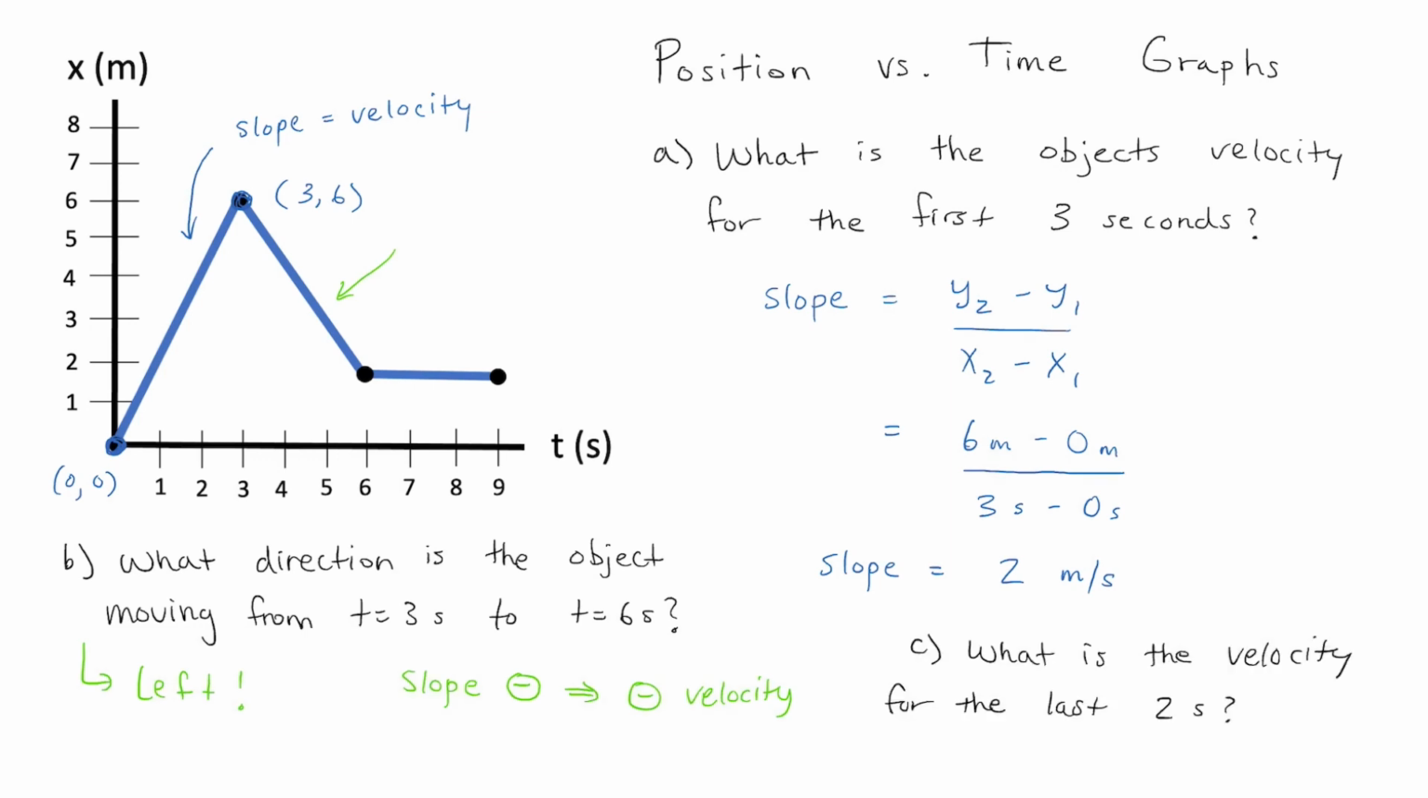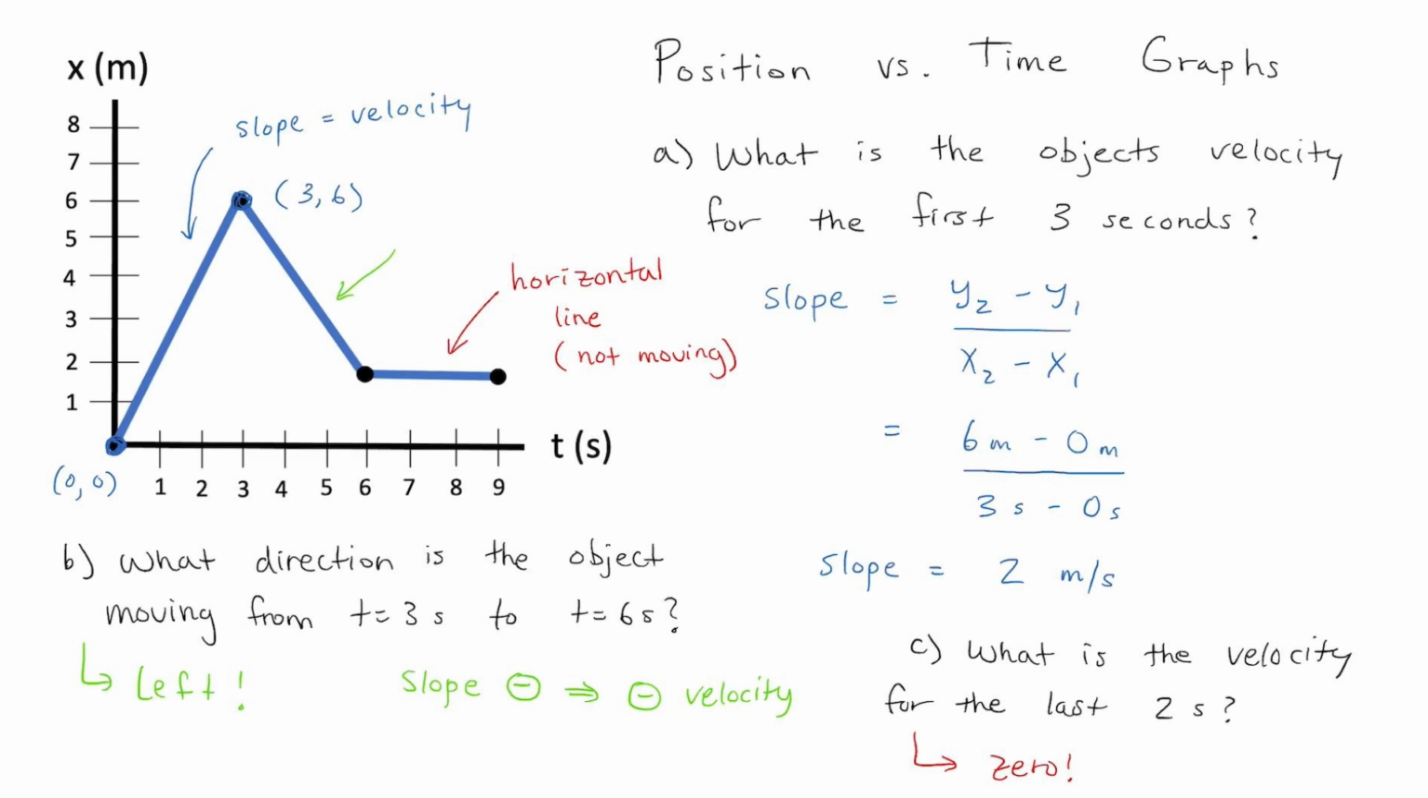And finally, we want to know what is the velocity for the last 2 seconds. And that means we're looking at this part of the graph. And I can tell you the velocity is 0. And I know that because this part of the graph is a horizontal line. And a horizontal line has a slope of 0. So in other words, the object is not moving. So it has no velocity for the last 2 seconds.